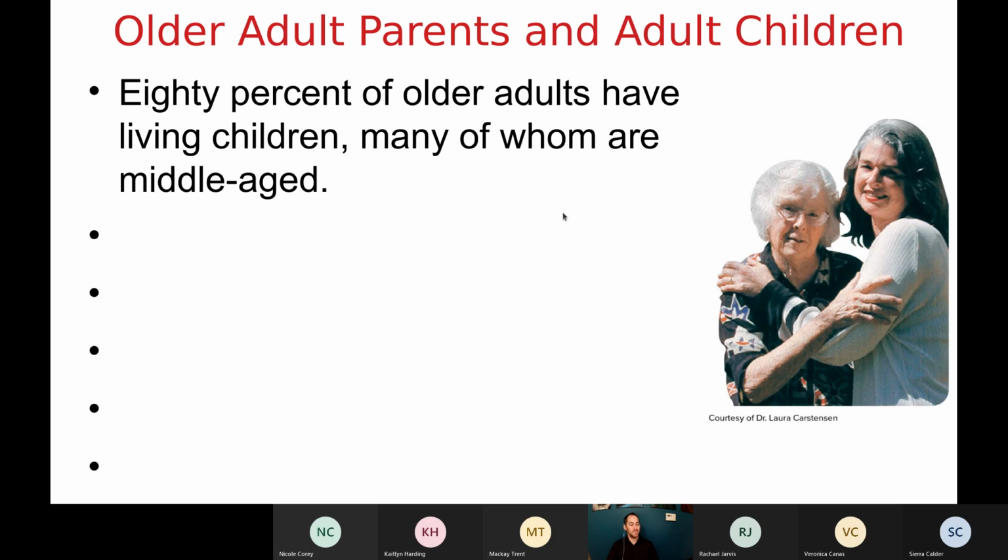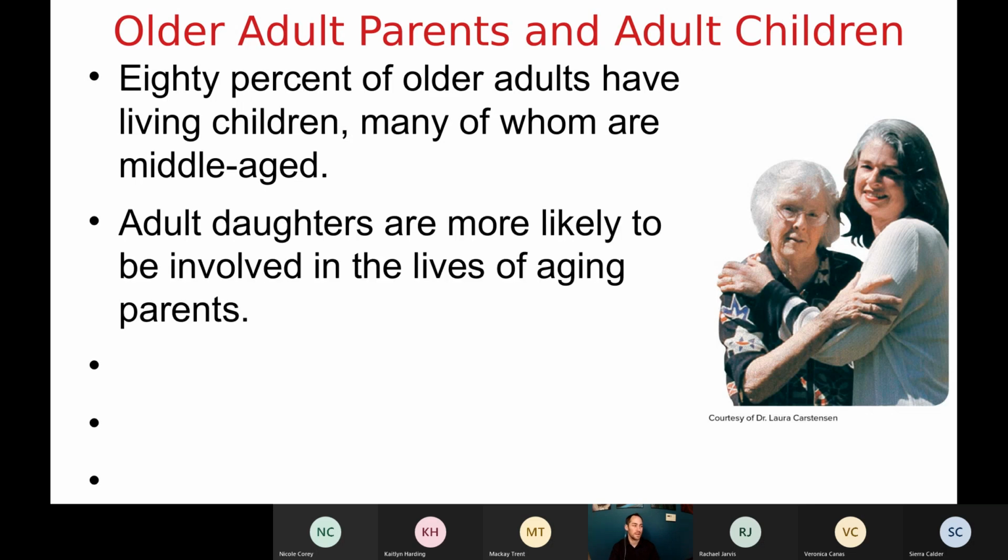So with this, 80% of older adults have children who are in middle adulthood. We talked about this from the middle adults' perspective, that oftentimes they will need to be managing the affairs of a late adult, especially towards the end of life. They might have to move the late adult in. It also presents challenges for the late adult themselves. So let's talk about it from their perspective.